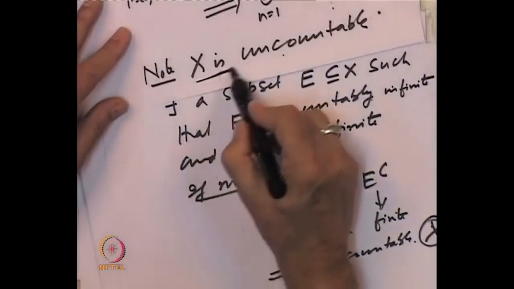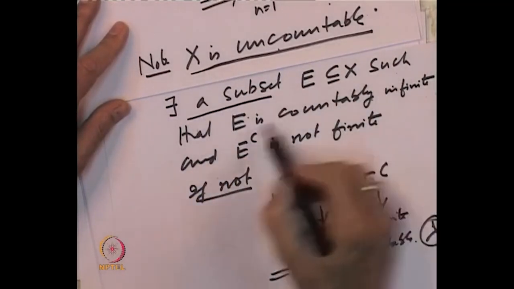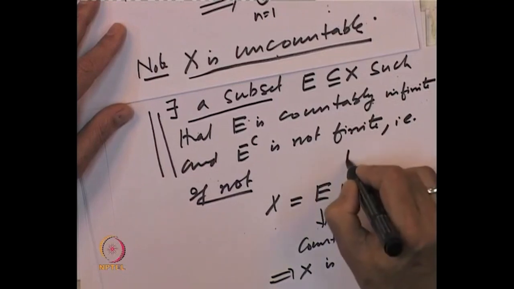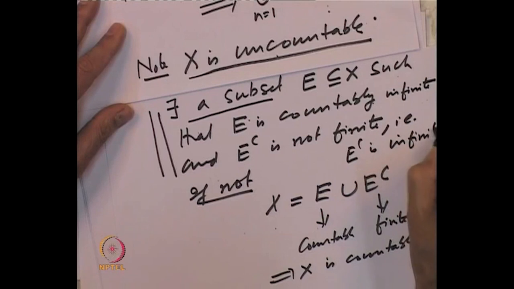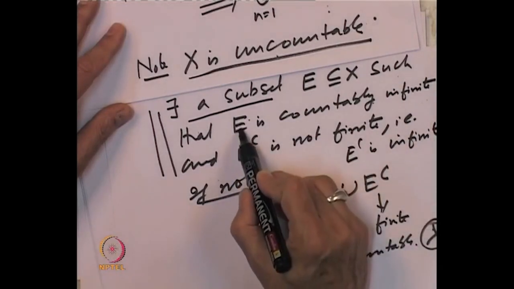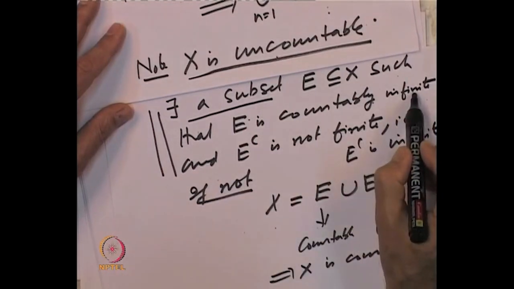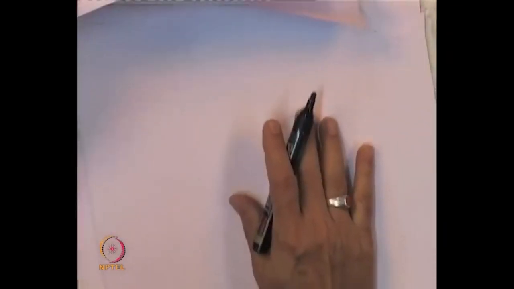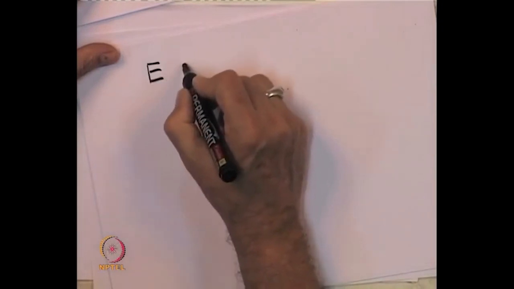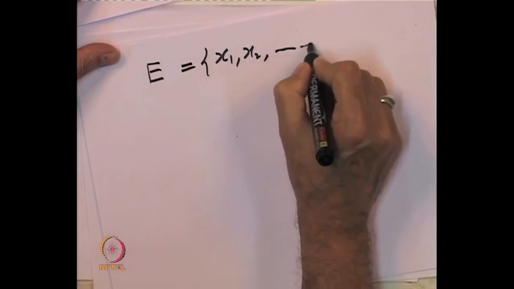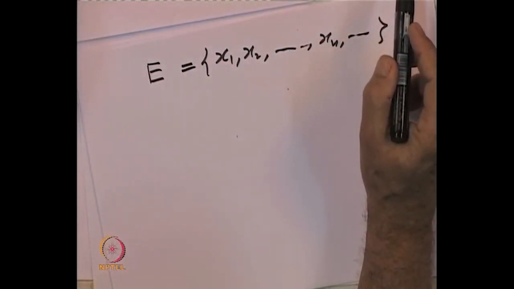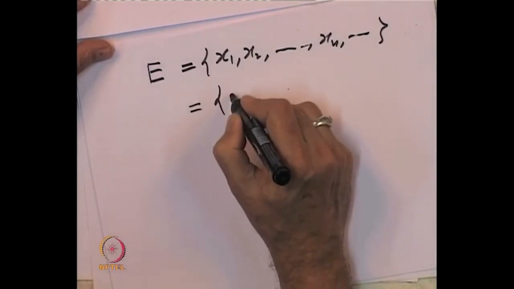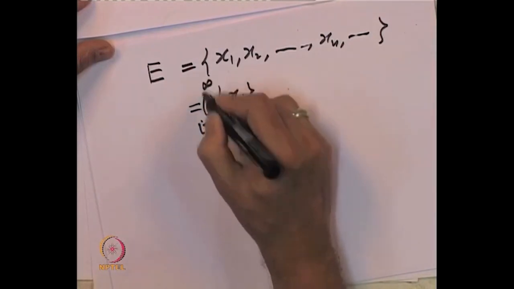So, whenever you have a set X which is uncountable, there always exists a subset E such that E is infinite and its complement is not finite. That is, E complement is infinite. So, we have a set E which is countably infinite and its complement is not finite. Since E is countably infinite, I can write E equal to x 1, x 2, x n and so on. I can write it as a sequence, I can enumerate the elements of it. So that is equal to the union of singleton x i, i equal to 1 to infinity.